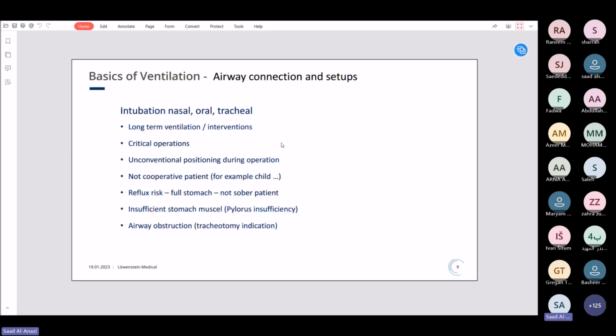What are the intubation, nasal, oral, and tracheal connections? As you know, intubation is for long-term ventilation intervention. For critical operations, it is the basic information for ventilation. Also, unconventional positioning during operations carries reflux risk, such as a full stomach or insufficient stomach muscles, or airway obstruction. So this is the airway connection and the setup for the patients.